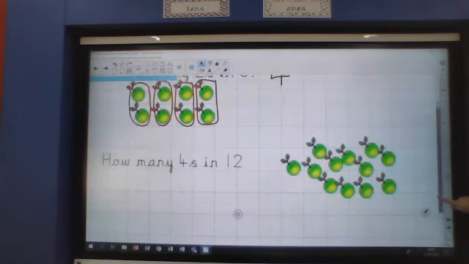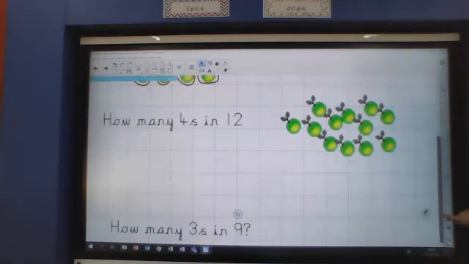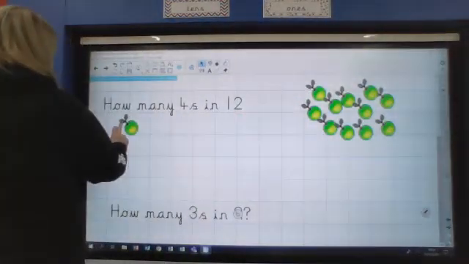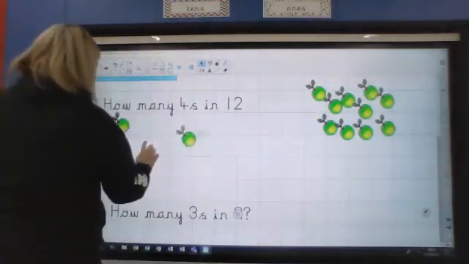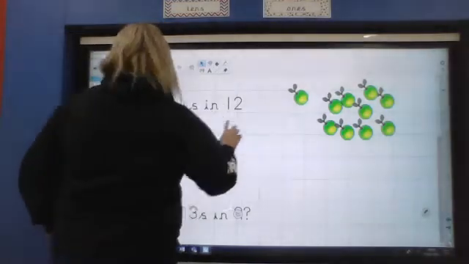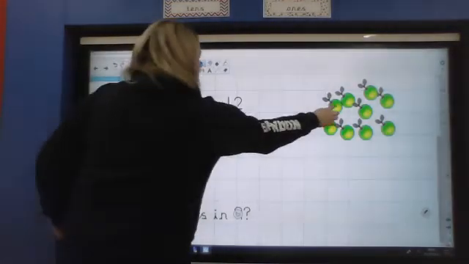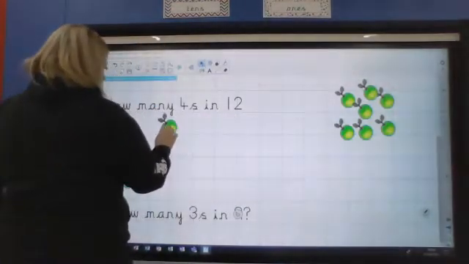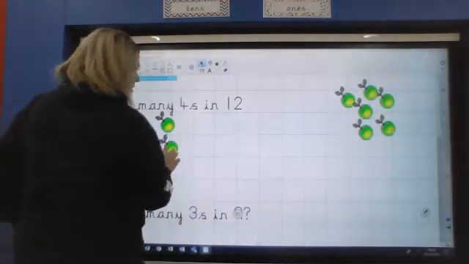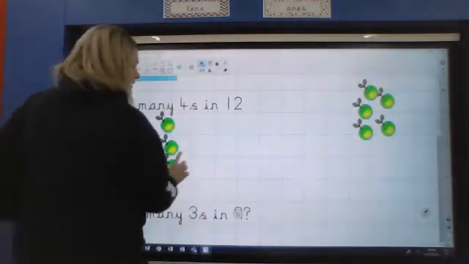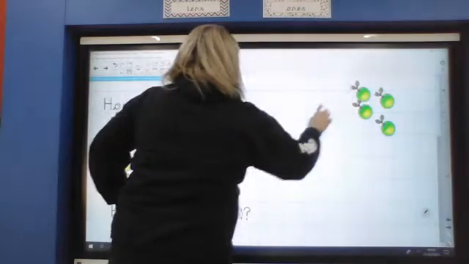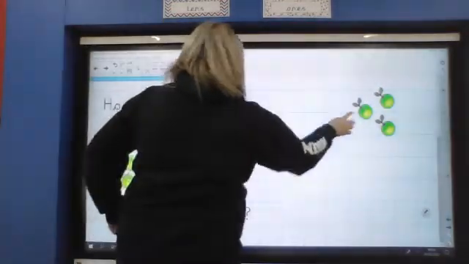How many 4s are in 12? So 1, 2, 3, 4. There's 1 4. 1, 2, 3, 4. And again, children, you can just have a go at drawing these on your whiteboard.